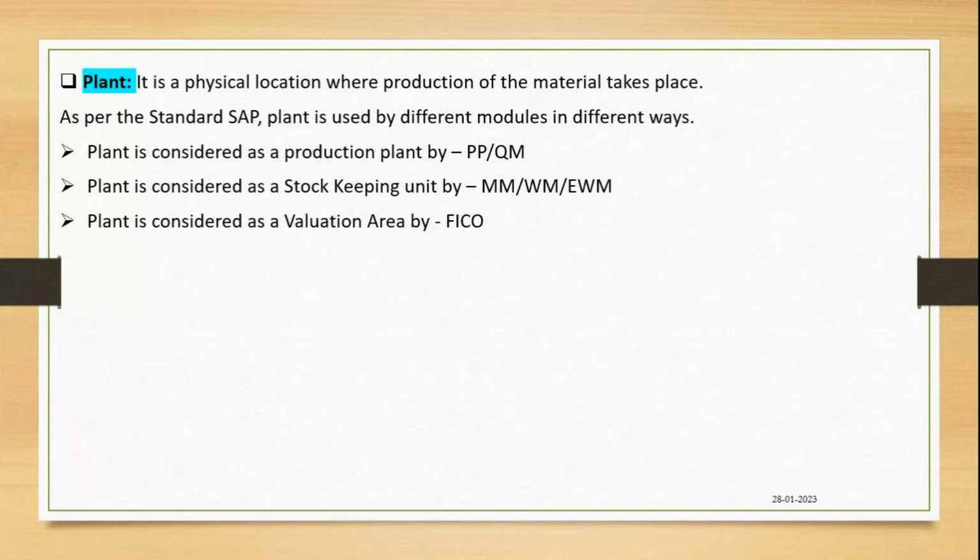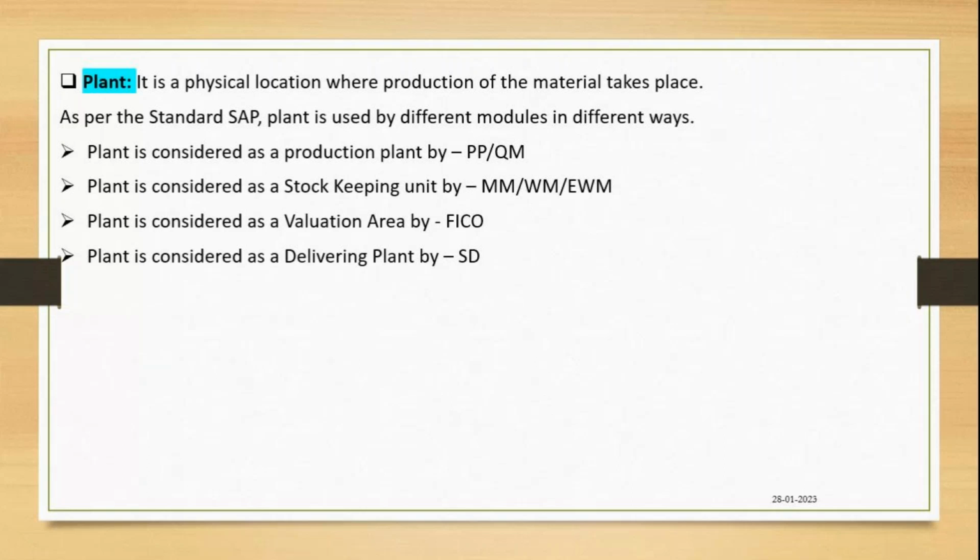Similarly, a plant is considered as a delivering plant by the SD module. When a plant is defined, you assign it to the company code, first assignment, and the plant to sales organization through distribution channel, whatever we do, that is called a delivering plant. For sure, interview question, okay? Delivering plant. Why is that?